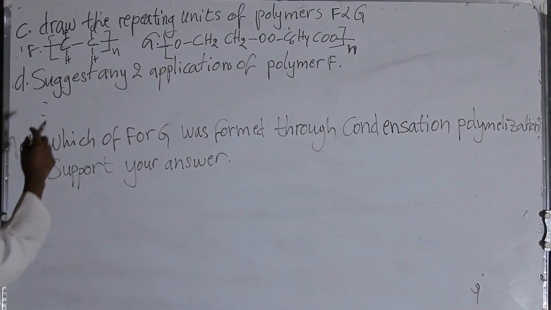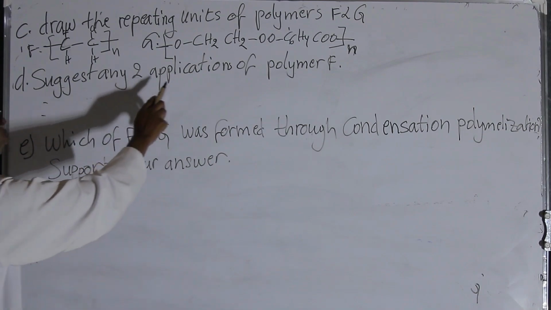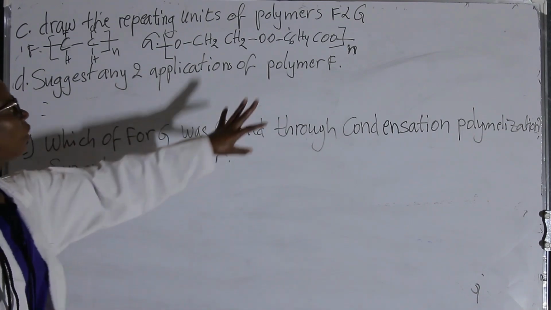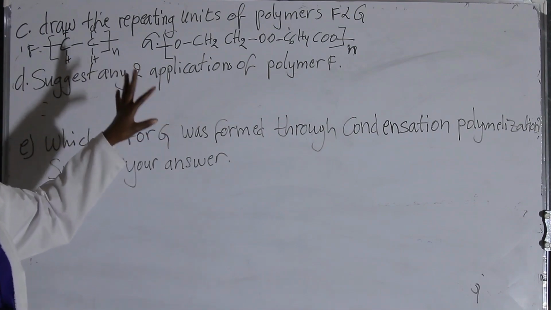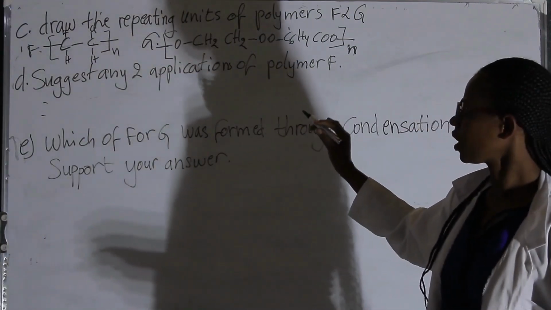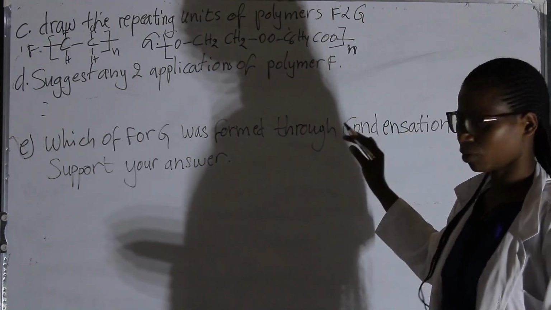Suggest any two applications of polymer F. As we saw, polymer F is vinyl chloride. This vinyl chloride is used first for the manufacture of pipes.